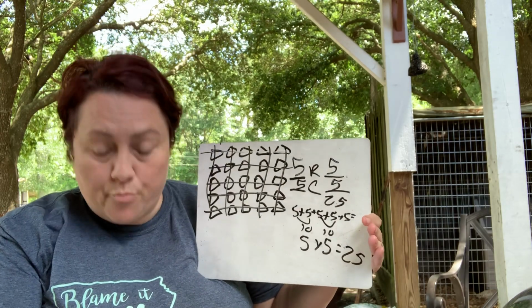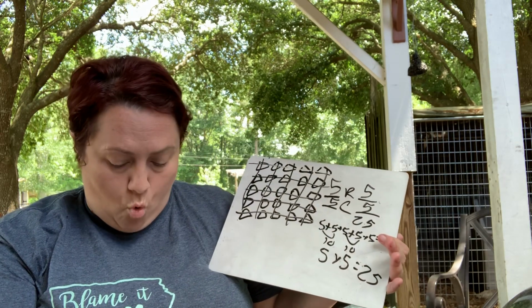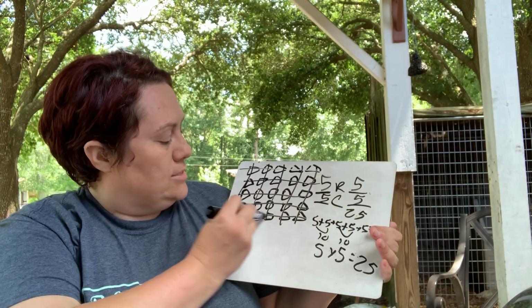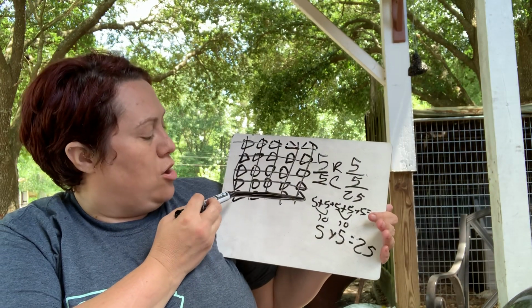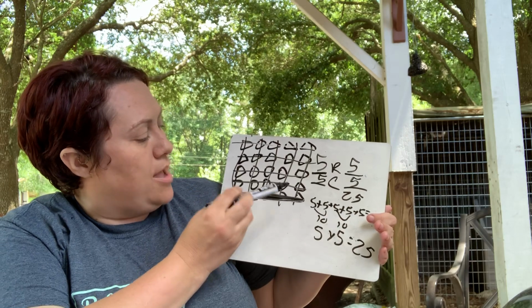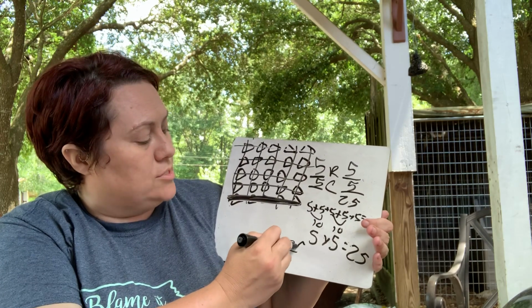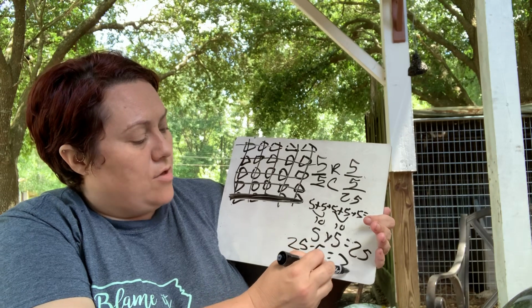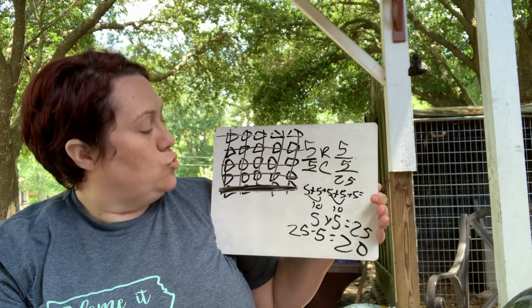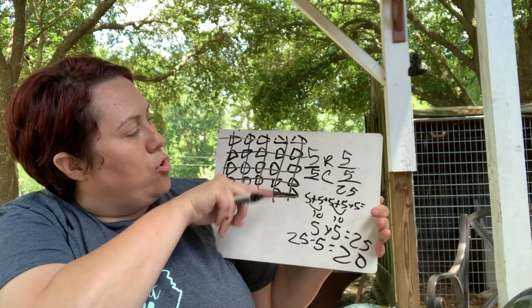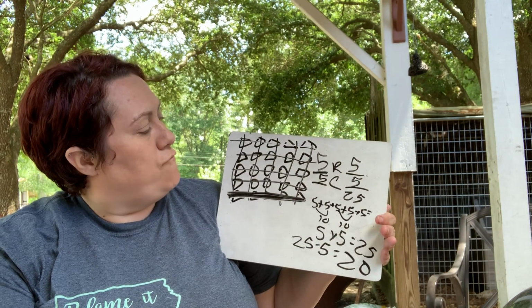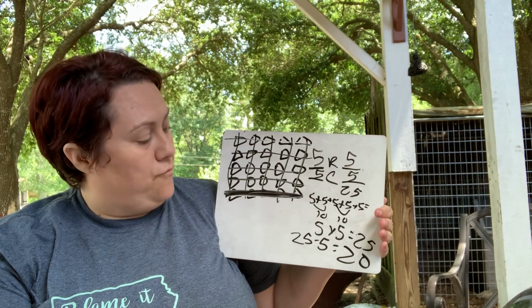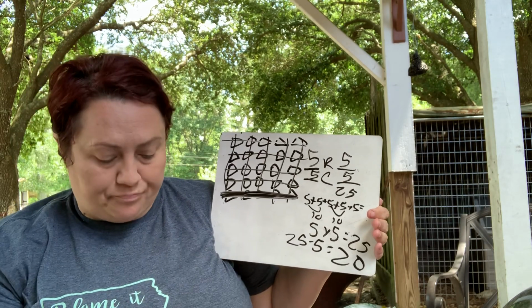Second part said to remove one row. So let's take away this. So how many did you remove by removing that row? 1, 2, 3, 4, and 5. So you removed 5. So 25 minus 5 equals 20. 20 left if you removed one row. So you're left with 5 columns of 4. 5 times 4 is 20.